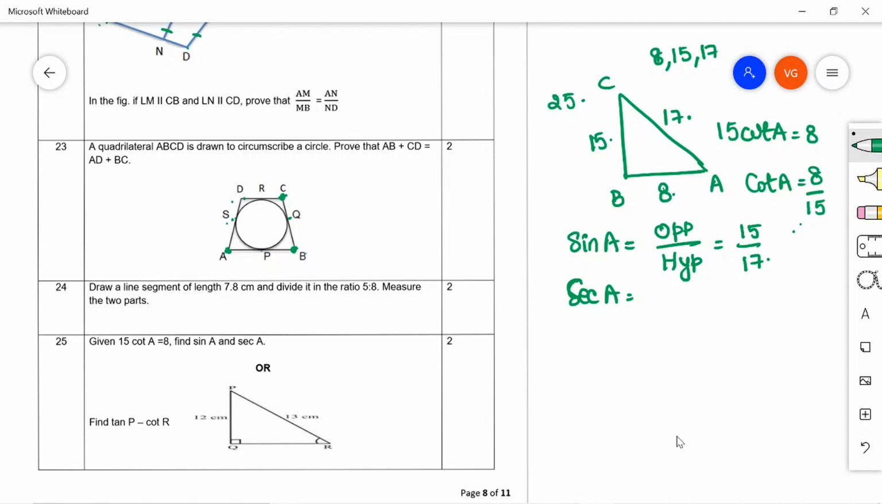Secant A is nothing but 1 by cos A. So cos A is adjacent by hypotenuse. So secant A will be hypotenuse divided by adjacent. So it will be 17 divided by 8. So this is the answer for this one.